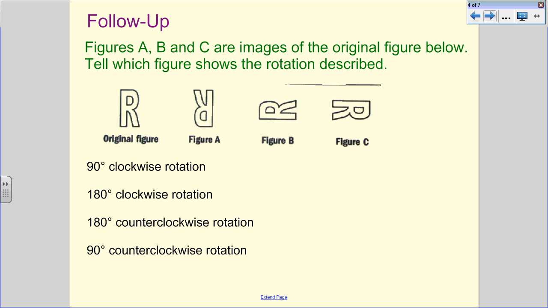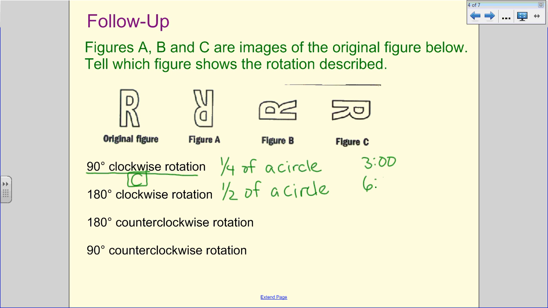Figures A, B, and C are images of the original figure. Tell which figure shows the rotation described. So I need to go 90 degrees clockwise. 90 degrees is 1/4 of a circle. So if you think of a clock, we're going clockwise, you want to turn this to 3 o'clock. Which of these looks like my R has now turned to 3 o'clock? Well, why, of course, figure C. Now, 180 degrees clockwise is just half of a circle, and so we need to show up at 6 o'clock. If I turn to 6 o'clock, I'm going to be at figure A.